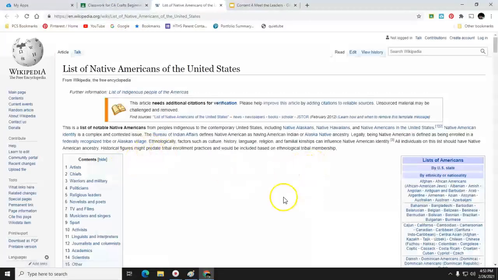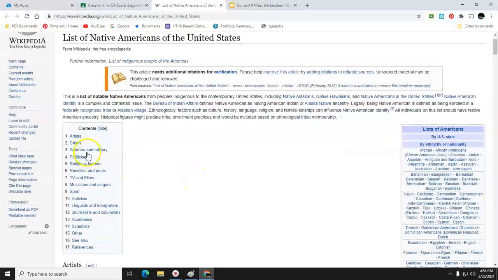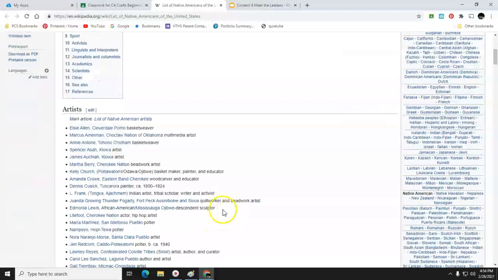It's a Wikipedia page, and the title is misleading because this is not all the Native Americans of the United States. These are just some notable people. If you want to skip right to a category, you can go here and skip. We have artists and chiefs and politicians, religious leader, novelists, actors, sports, activists, academics, scientists, other people.